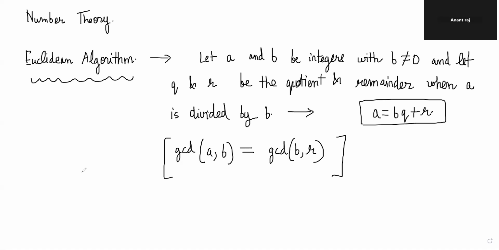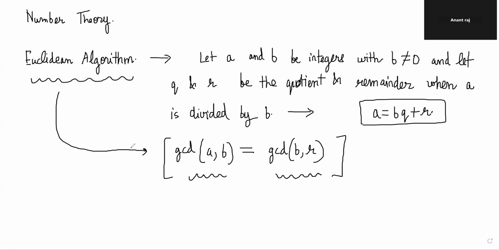So the algorithm depends on this property that GCD of A and B is the same as GCD of B and R, right? Because of this, you can go down and keep doing the same process again and again in order to find the GCD.